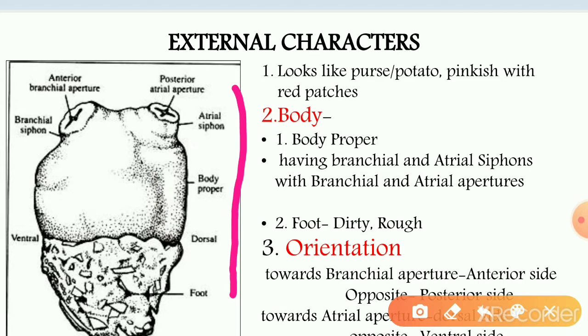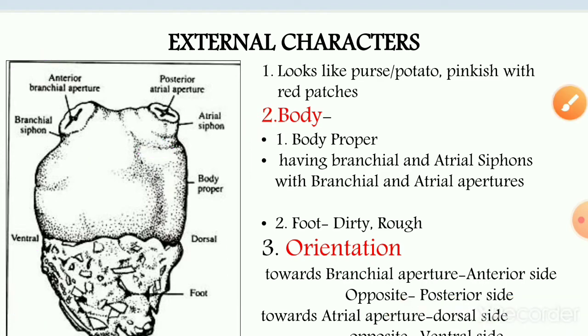Now its body is divided into two parts, the body proper and the foot. The body proper has the branchial aperture on the branchial siphon. It is like its mouth. It also has an atrial aperture toward this end on the atrial siphon. This elongated part is the atrial siphon and commonly bordered by the forelips. The lower portion is its foot. It is dirty and rough.